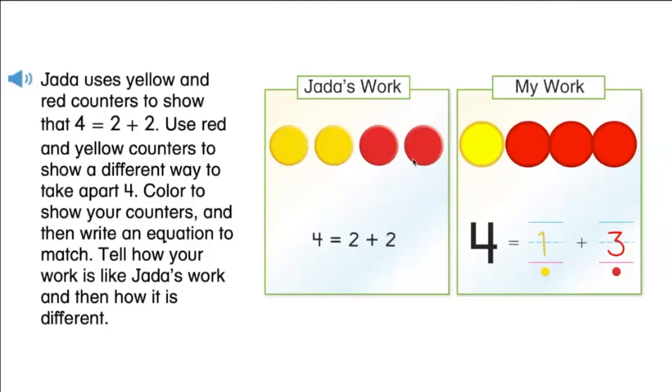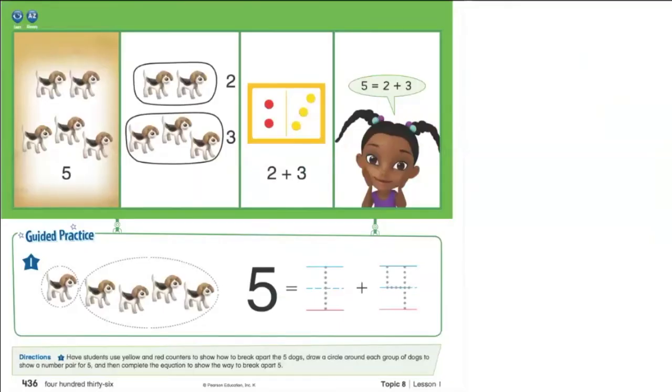Is there a difference between the 2 equations? There sure is. The difference between the 2 equations is that we used a different number of yellow counters and a different number of red counters. I broke apart 4 in lots of different ways. Let's try some more. Go ahead and get out your guided practice so we can try this one together. All right, let's get started.